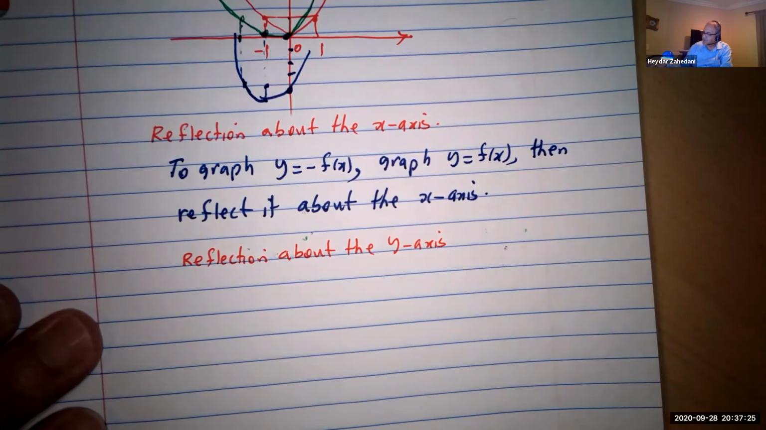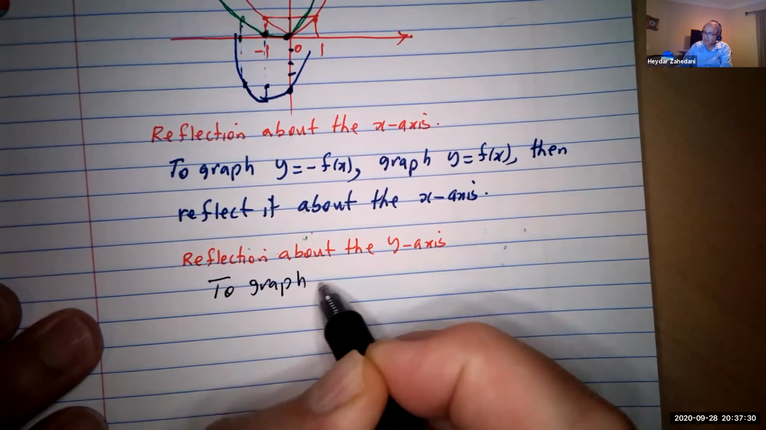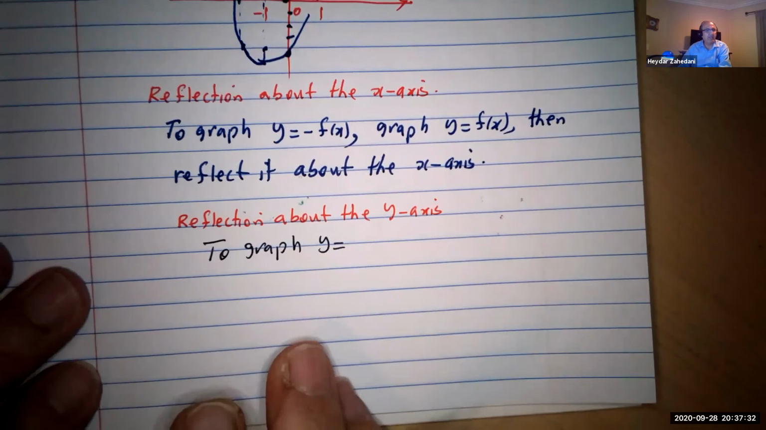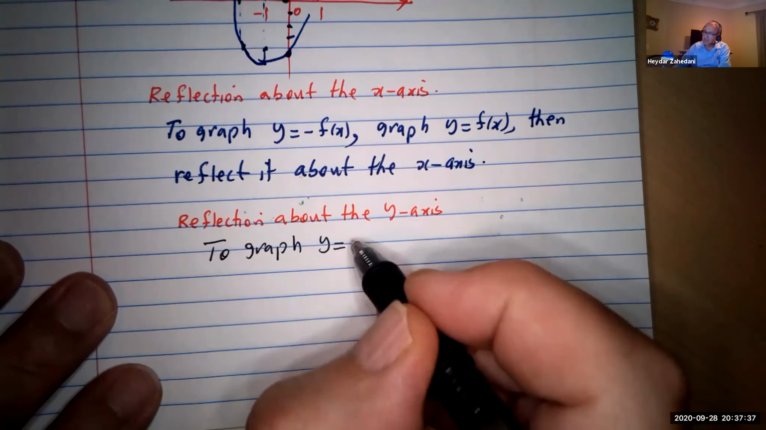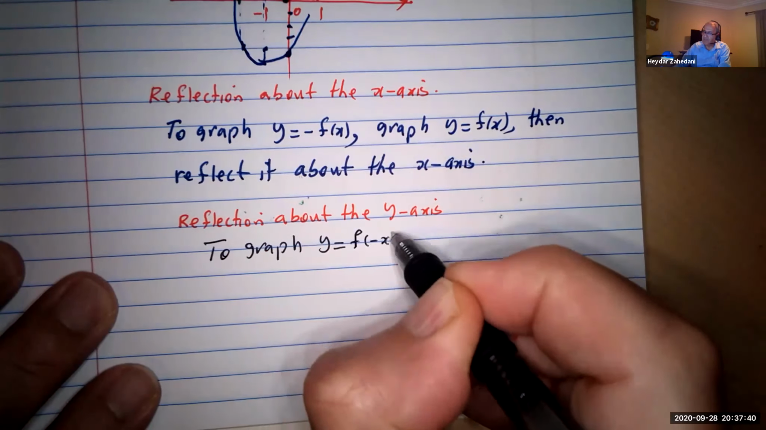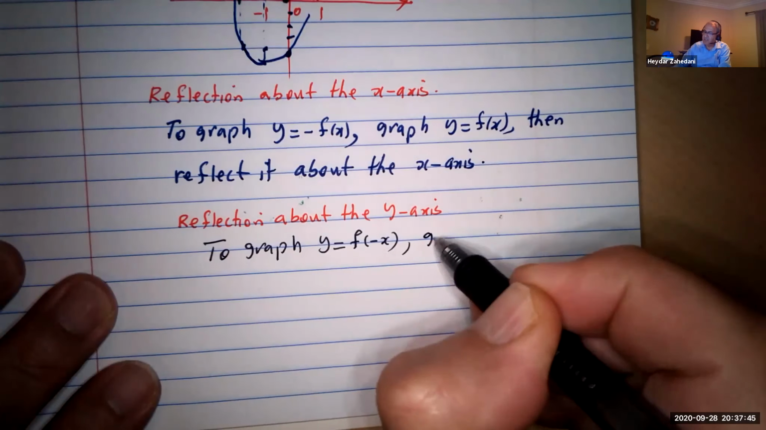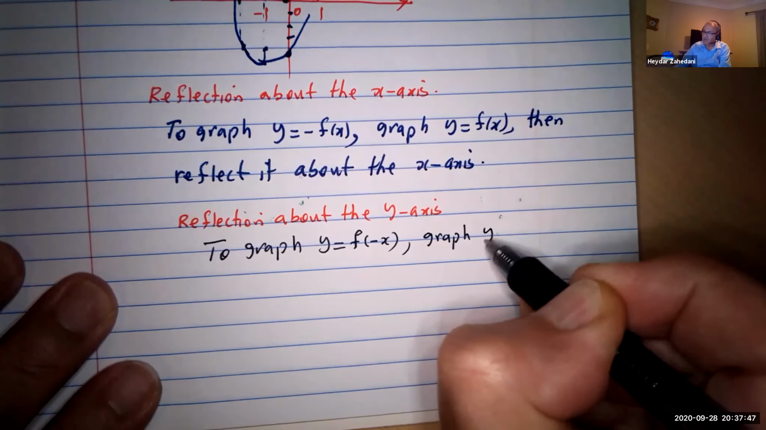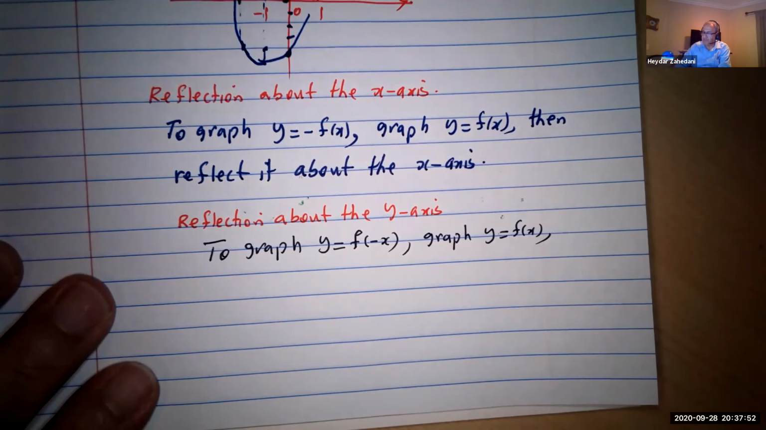This time you want to graph this one. Reflection about the y-axis. The mirror is on the y, so we change the x into the negative x. If you want to graph y equal to the f of negative x, again, you graph y equal to the f of x first, then you reflect it with respect to the y-axis. Get the mirror image.